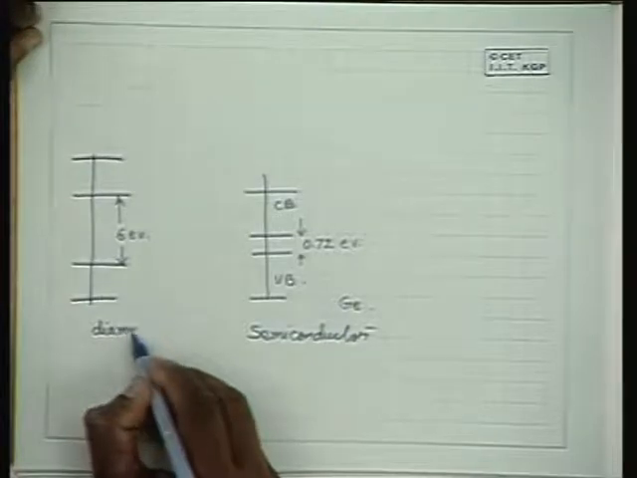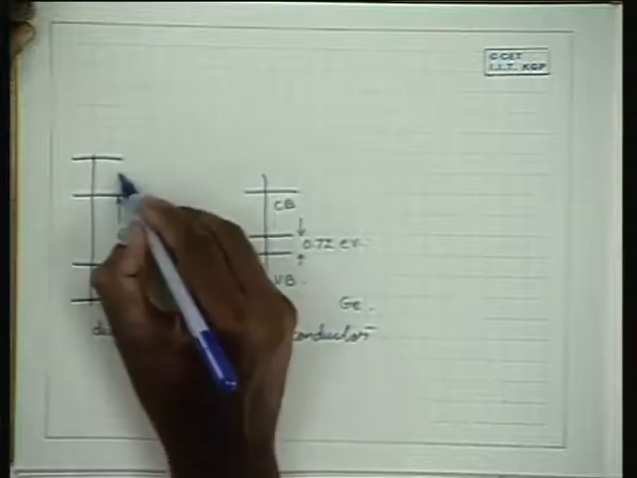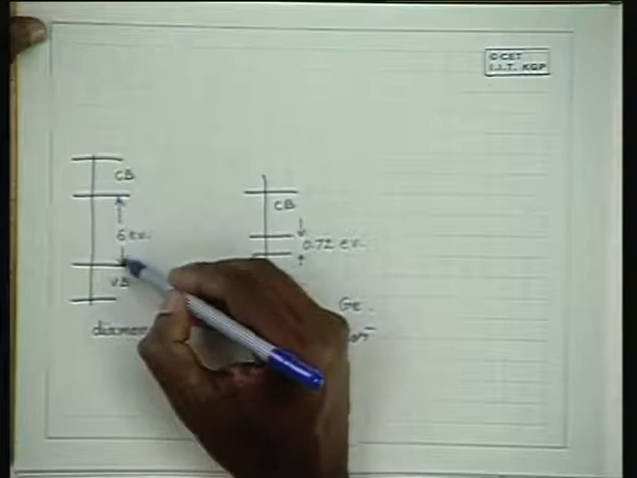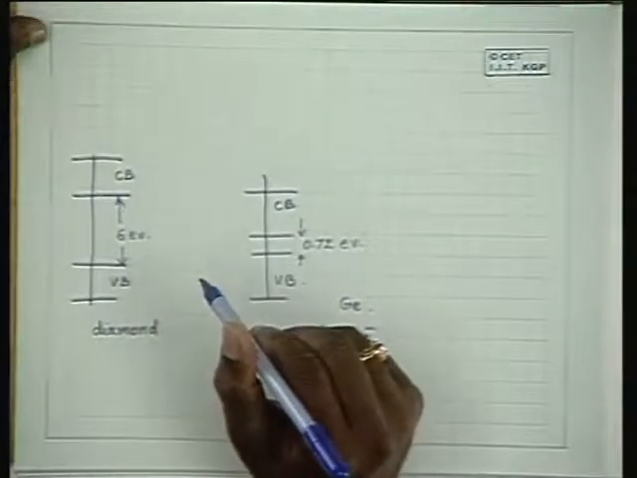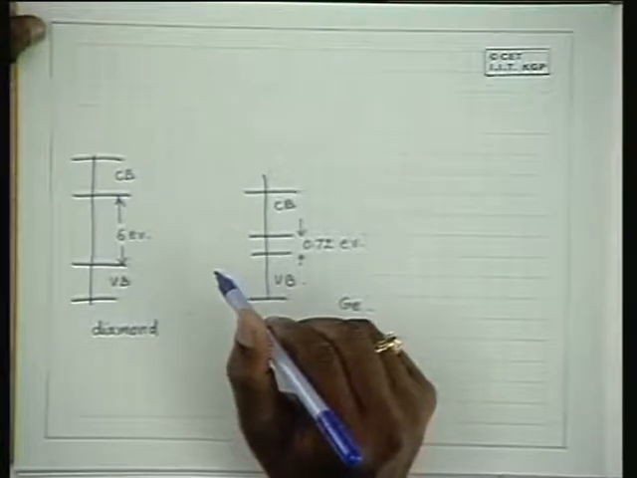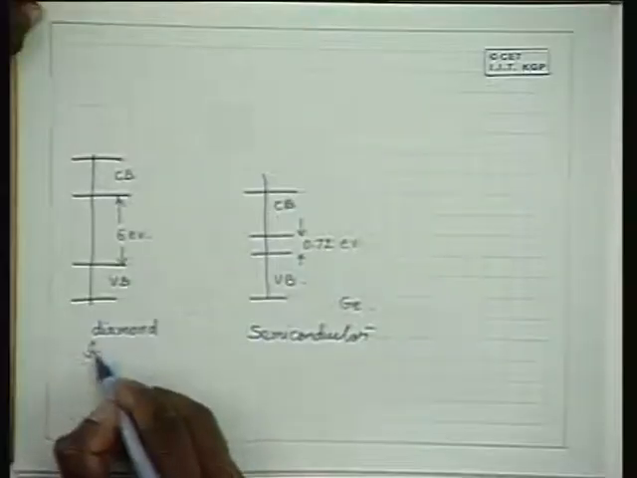So in the case of an insulator like diamond, between the valence band and the conduction band, the band gap is of the order of 6 electron volts. I hope you know what is meant by an electron volt. The energy that is possessed by an electron when it is subjected to 1 volt potential. So this is in the case of an insulator.